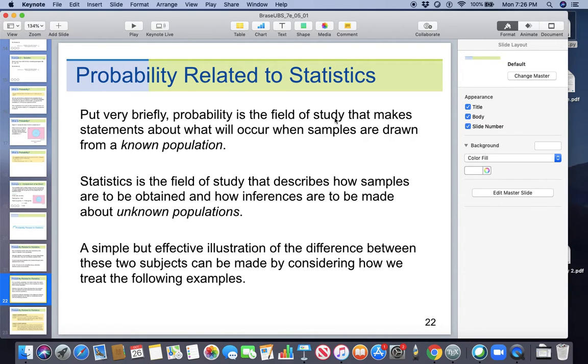Probability is a field of study that makes statements about what will occur when samples are drawn from a known population, whereas statistics is the field of study that describes how samples are to be obtained. So you want to first work at how you would obtain your sample and then how you can infer about unknown populations.